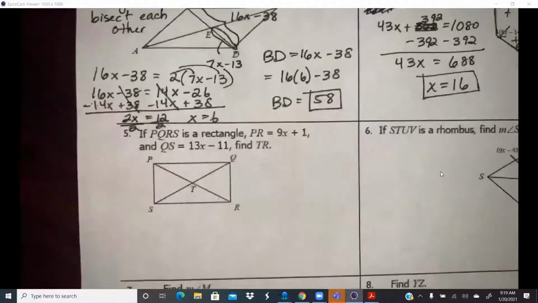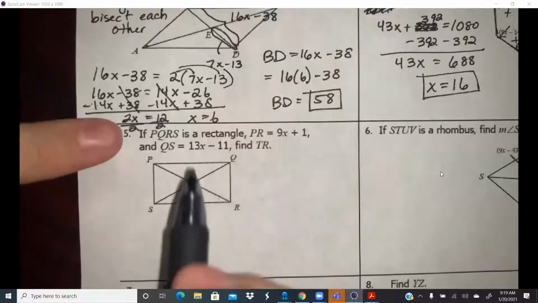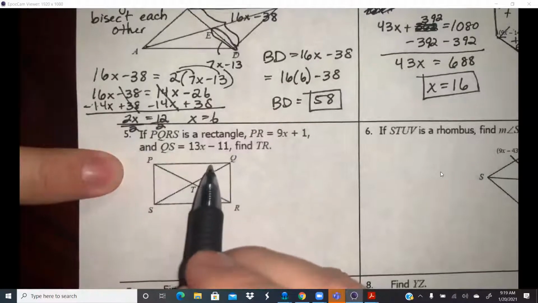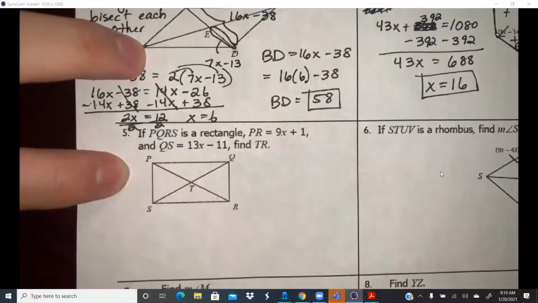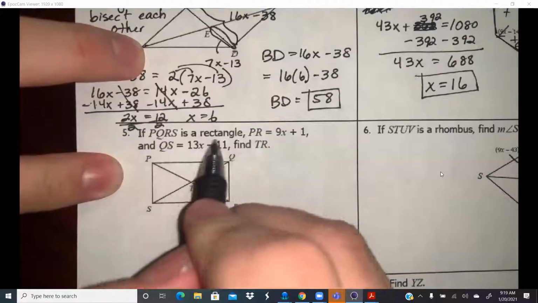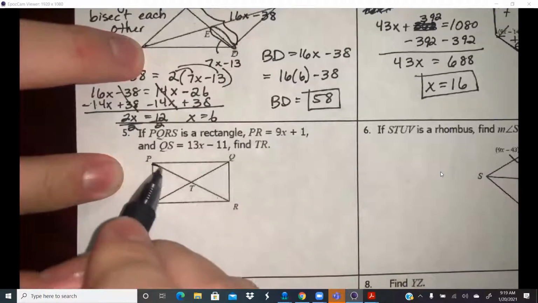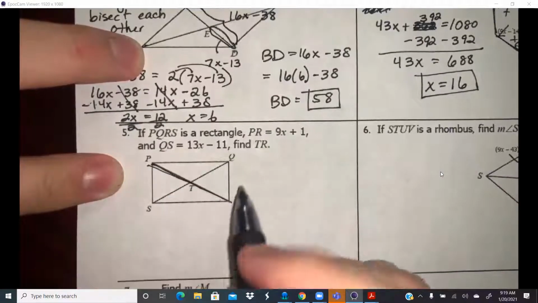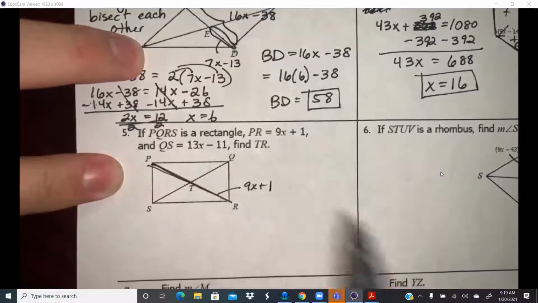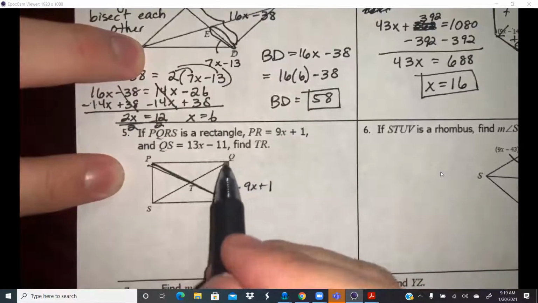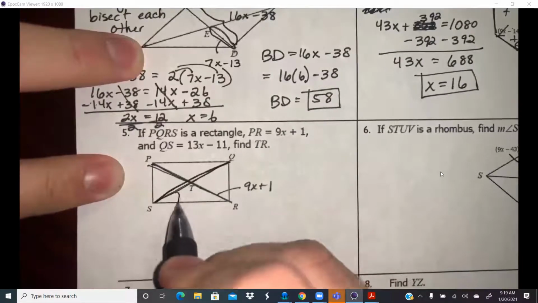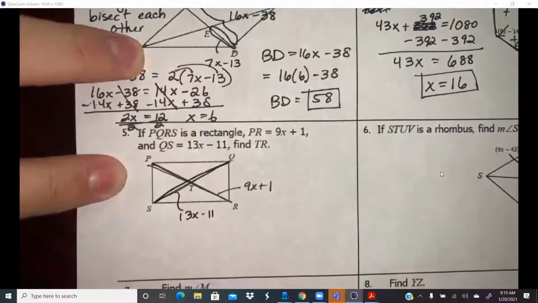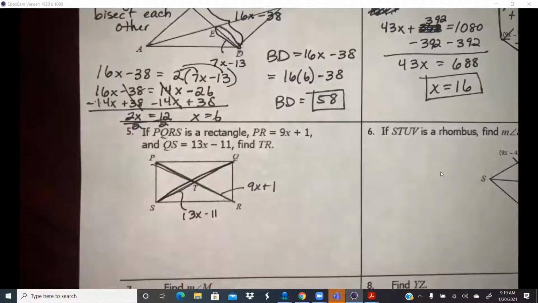All right. So let's look at number 5. It says if PQRS is a rectangle. So now we have a rectangle here. It's like a parallelogram, but there are some specific properties about it. If PQRS is a rectangle, and this entire PR is 9x plus 1, and this entire QS is 13x minus 11.